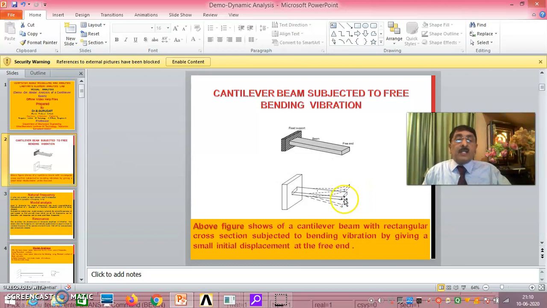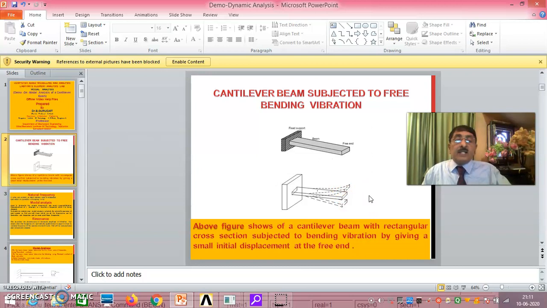Cycles per second we normally call hertz. Did you follow? I'm going to repeat this, please understand. If you give a force, an initial displacement here, it goes from here to this, and coming back to this position, this is one cycle. If it does one cycle in 1 second, it is called 1 hertz. If it does 2 cycles in 1 second, it is 2 hertz. If it does 3 cycles in 1 second, 3 hertz. If it does 5 cycles in 1 second, it is 5 hertz.